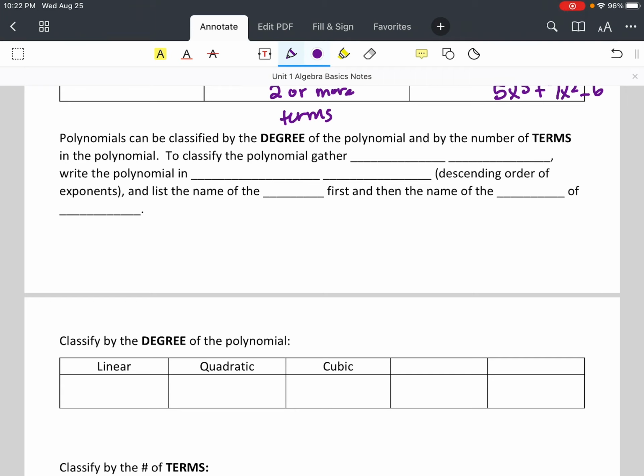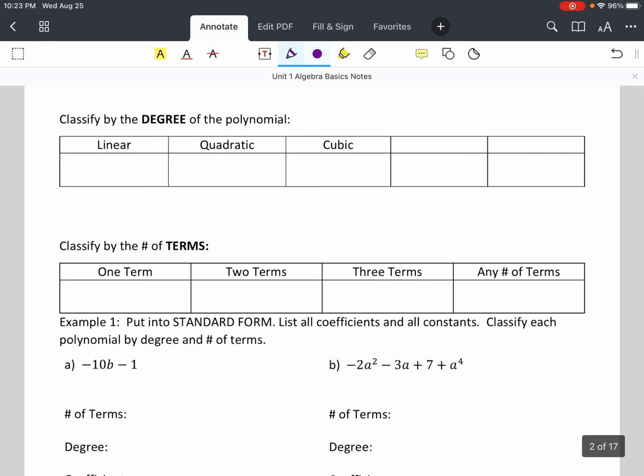To classify the polynomial, gather like terms. Write the polynomial in standard form, which is descending order of exponents, and then list the name of the degree first, and then the name of the number of terms. First, we are going to talk about the special name that we use to classify the degree of the polynomial.